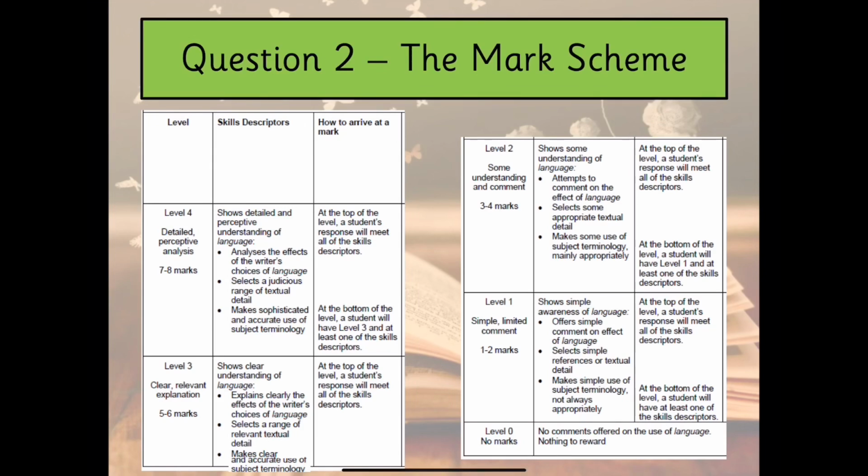The language that's used to describe each level of the mark scheme tells you a little bit about the strength of the answer. For level 1, you're looking for simple, limited comments. Level 2, you're looking for some understanding. Then moving into the two top levels, level 3 is a clear answer, clear and relevant. And then level 4 is those really impressive 8 out of 8 and 7 out of 8 mark answers, which are the detailed and perceptive analysis answers.